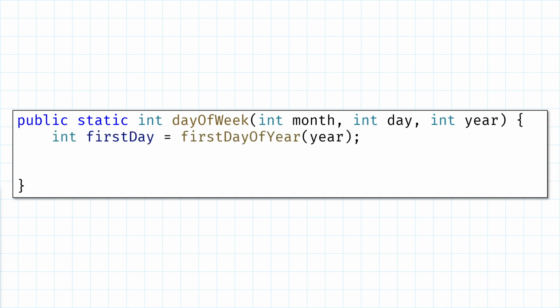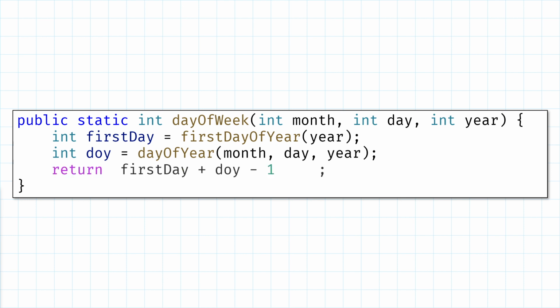First thing we need to know is what day of the week the first day of that year falls on, and we use the helper firstDayOfYear for this. And then we need to know what day of the year from 1 to 365 the date passed is. Once we have those, we can do a bit of math and calculate the day of the week.